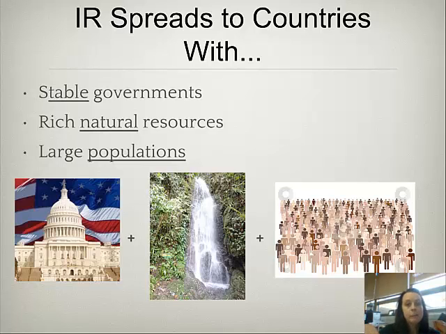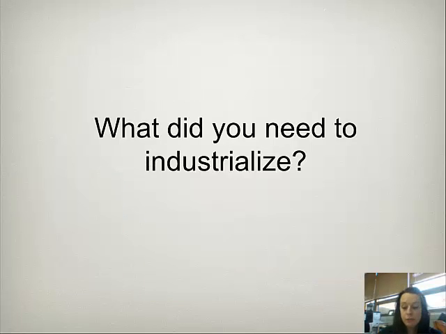So a stable government will help business succeed and create a stable environment. Rich natural resources will cut down on costs. And then a large population is for that labor pool. So what do you need to industrialize? Those are the things that I kind of just told you.